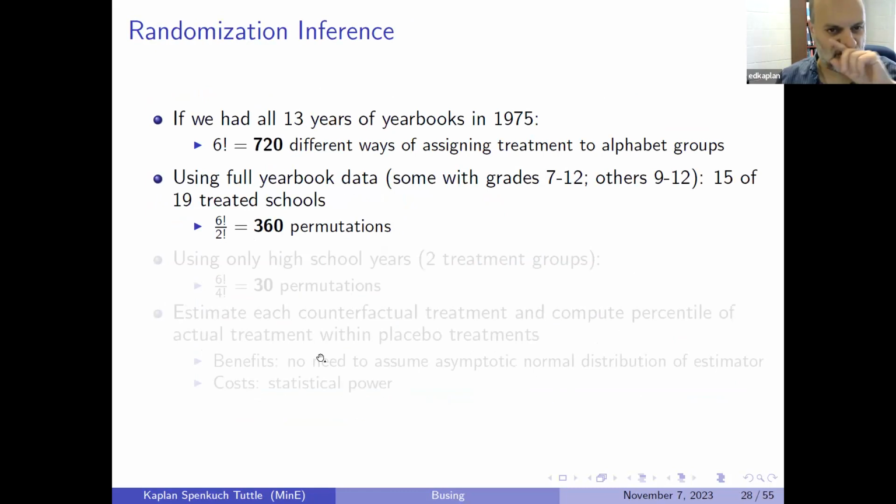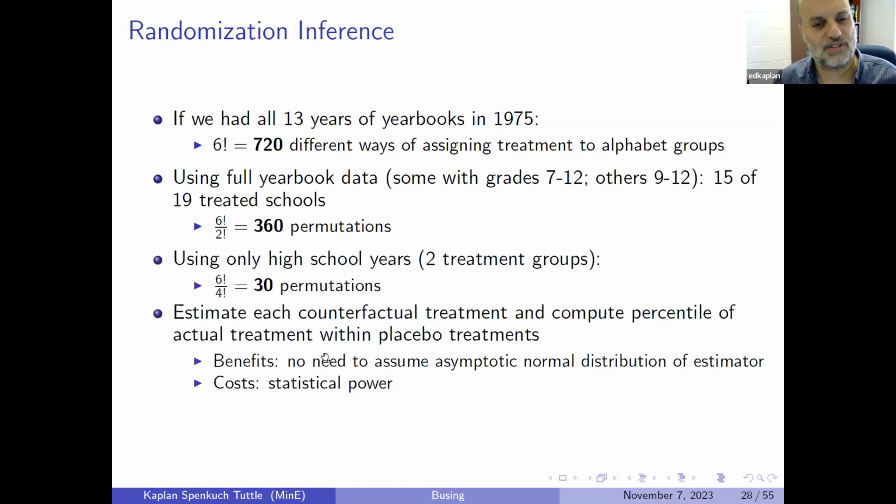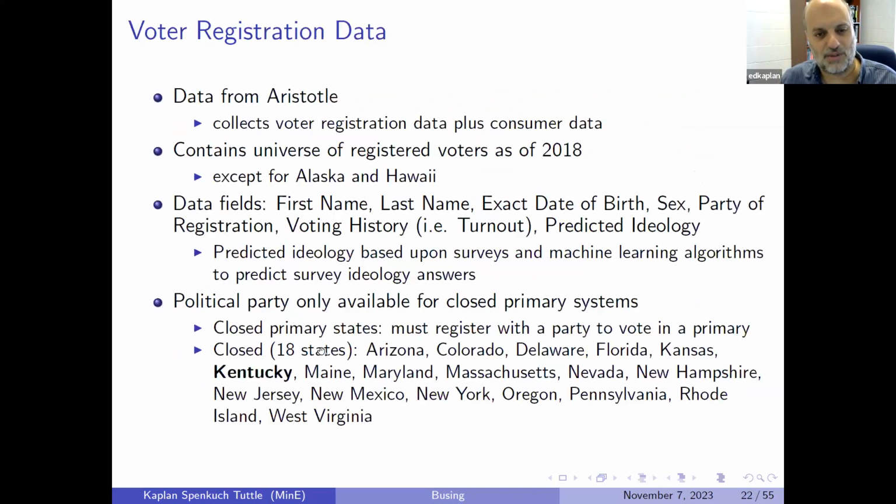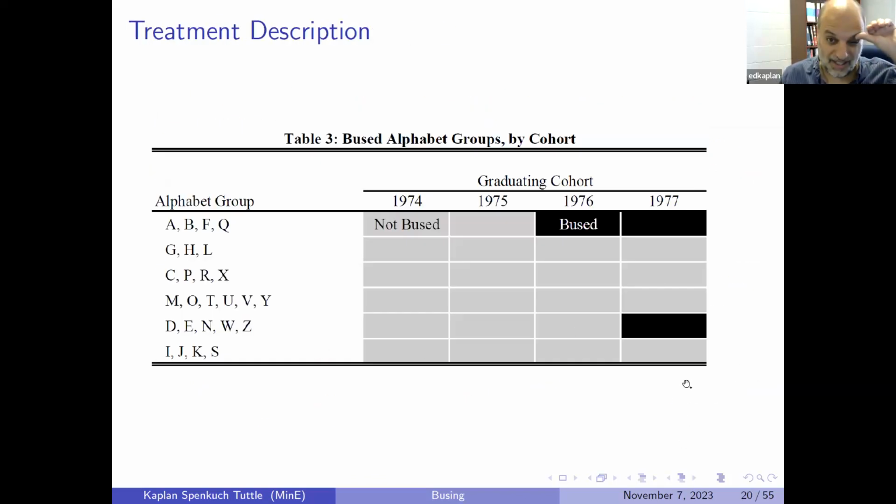So it turns out that if we use the full yearbook data, which would be 15 out of 19 schools, then including the junior high schools, we would get 360 different permutations. If we only use variation coming from high school, then there would be 30 permutations. So how is that? Let's go back to our thing here.